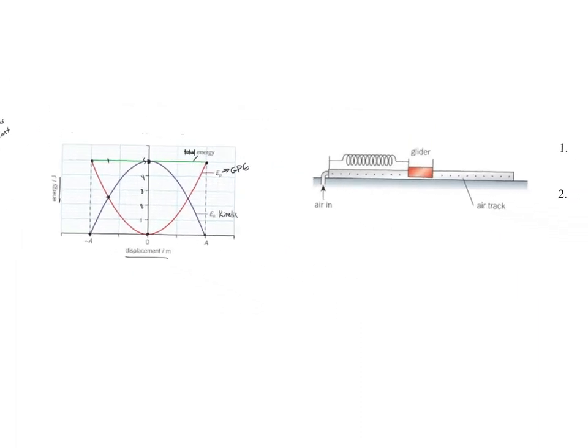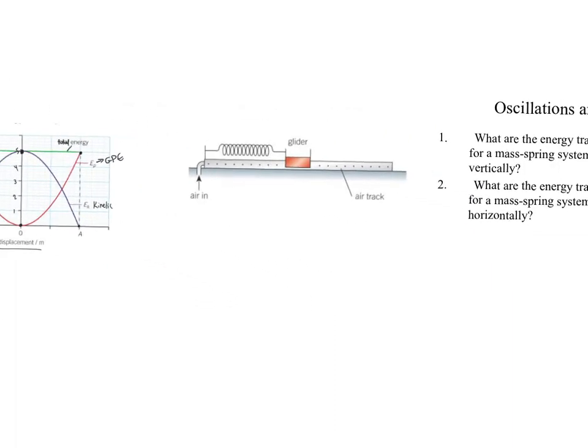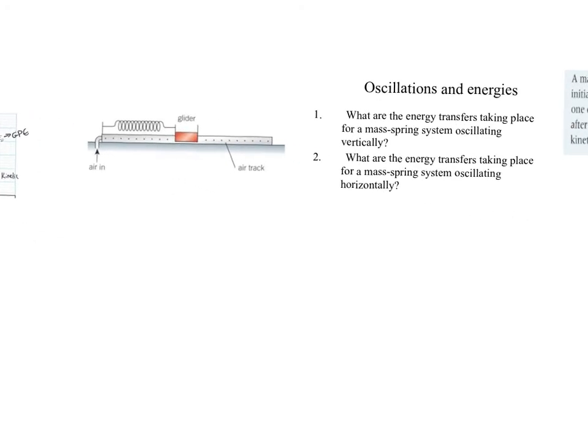There's one more thing here. It's not that hard, but there are oscillations that take place with springs, so a mass spring system. Now you could see how it will look vertically and horizontally in terms of the energy changes, energy transfers taking place in the mass spring system. So in this case, we have the horizontal oscillating, so oscillating horizontally.